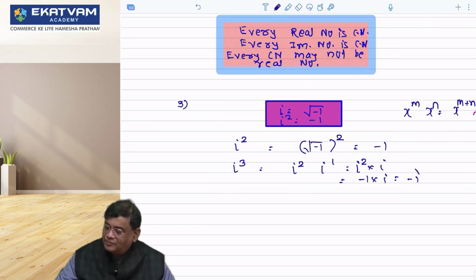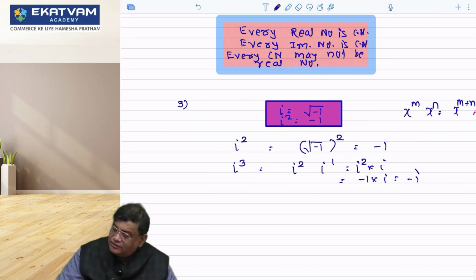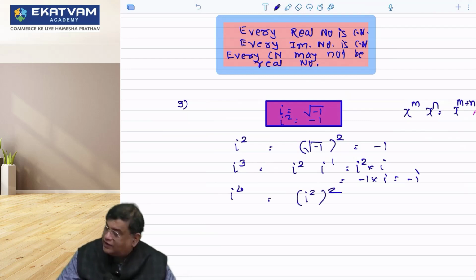तसं नाही रे. म्हणजे पण त्याची गरज नाही. We are going to keep it in I only ना. So it is minus 1 into I. If I ask you what is I raised to 4, then you can write it as I square square. So you have to know the basic laws of indices.